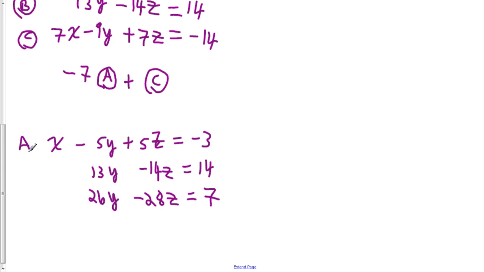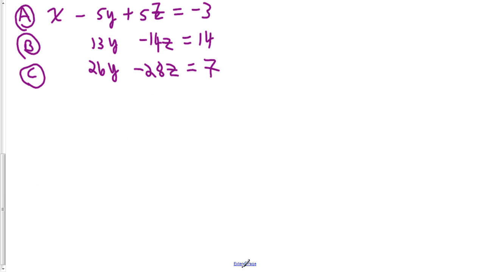This is still A, the first row. This is still B, the second row. And this is still C, the third row. So now I've eliminated the x's from two of the equations. That means I have two equations now that only have two unknown values, y and z namely. So I'm going to try to eliminate one of those unknown values, either y or z. So I'm going to multiply the middle equation, B, by negative 2 and add it to equation C.